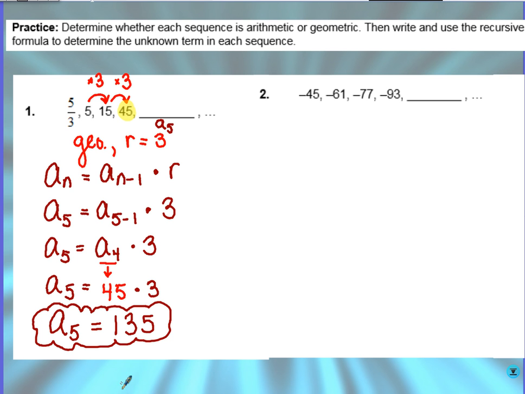Let's take a look at example 2. Take a moment and see if you can find the pattern. Are we adding or multiplying?